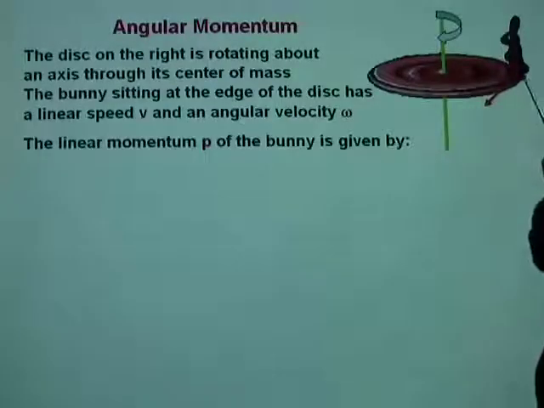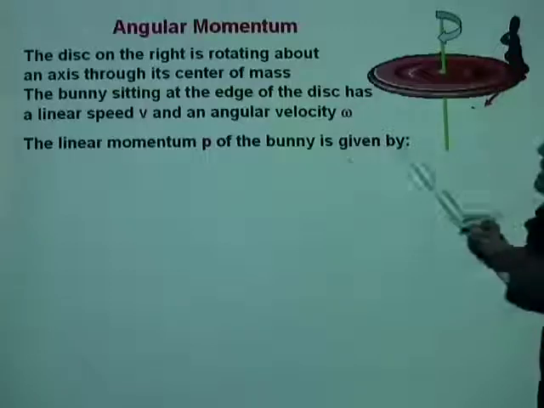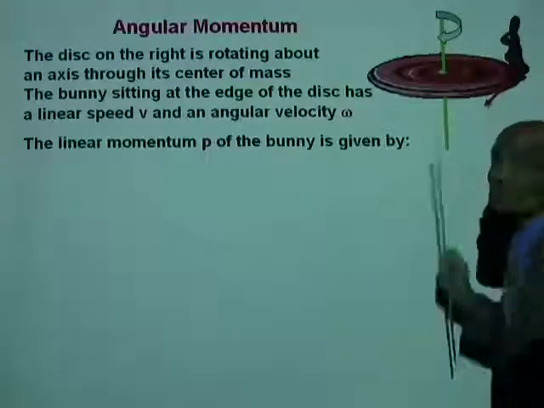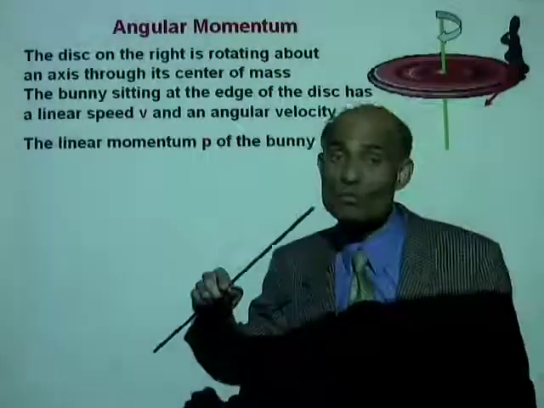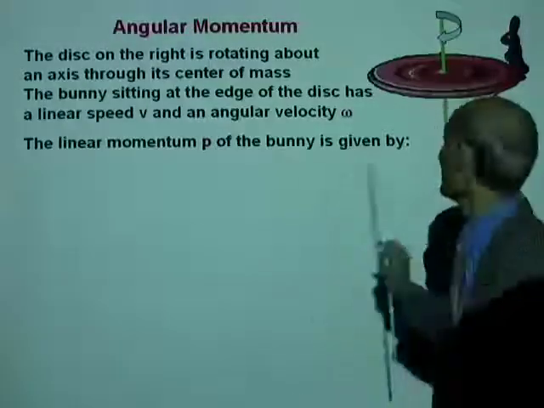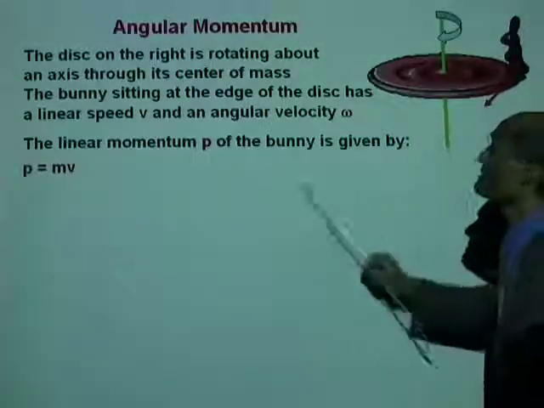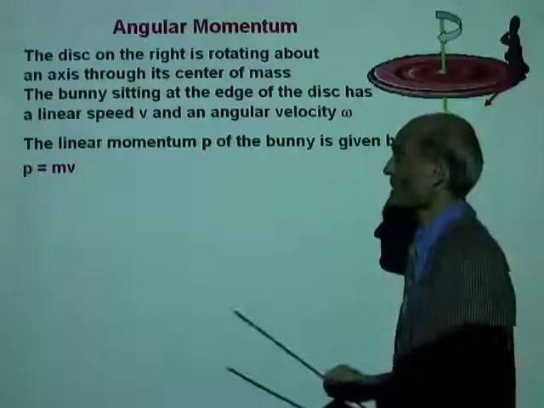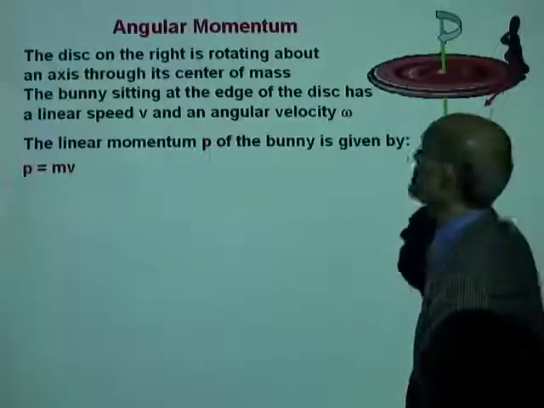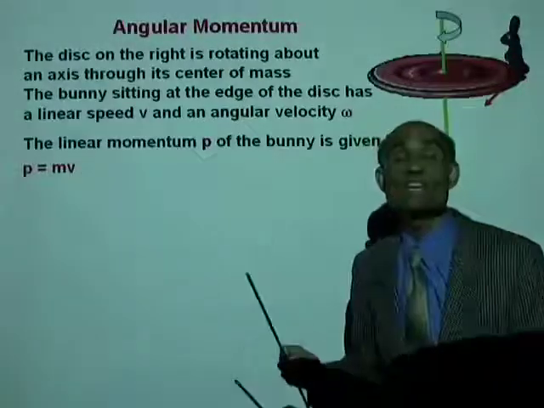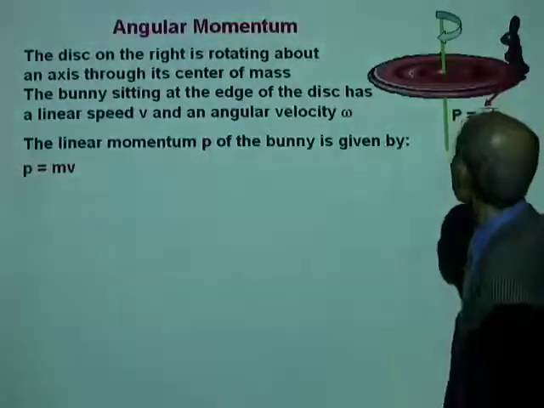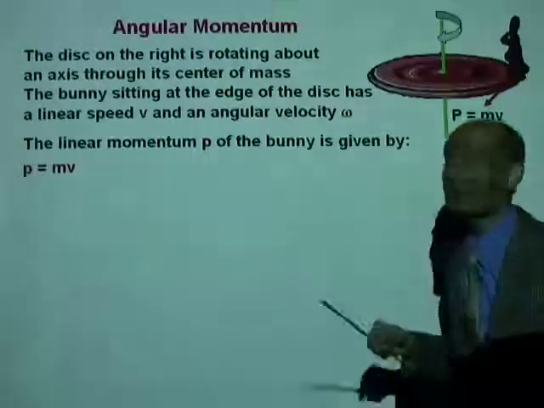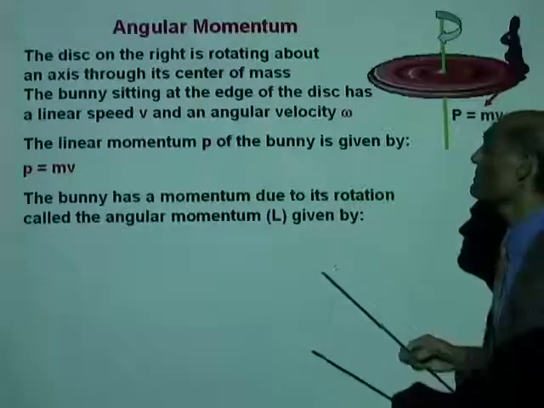Okay, so the bunny has the linear speed v, and therefore its linear momentum p will be tangential. Is that right? The momentum is a vector which is in the direction of the velocity. So this is the direction of the momentum, and its momentum is p equal to mv, where m is the mass of the bunny and v is its linear velocity. So the linear momentum of the bunny going round and round is p equal to mv.